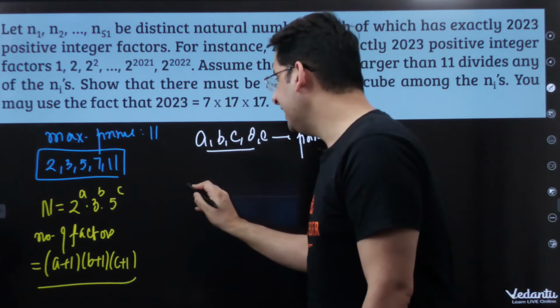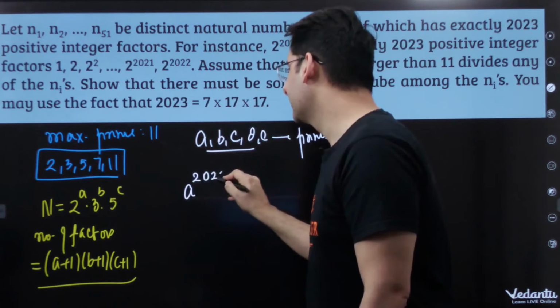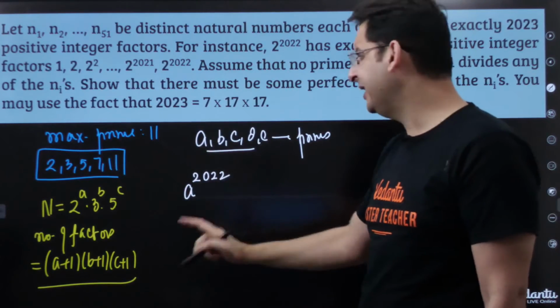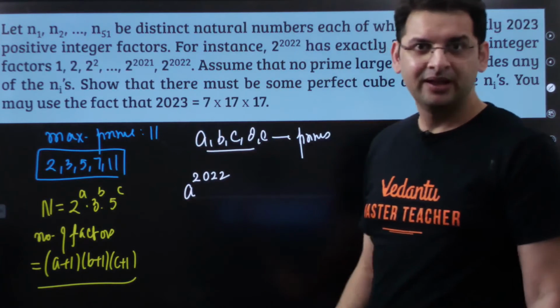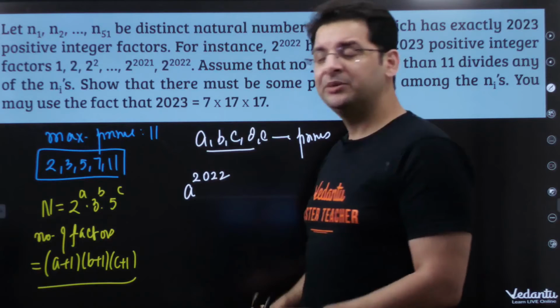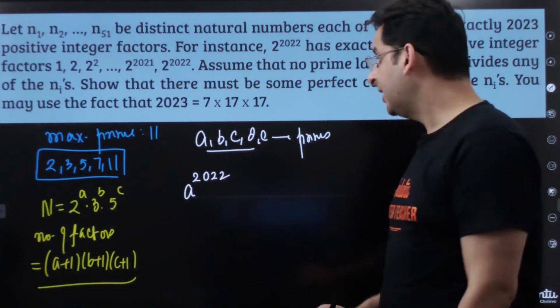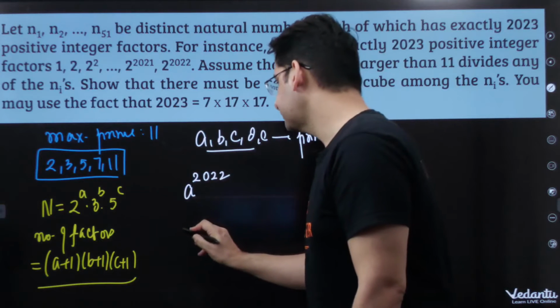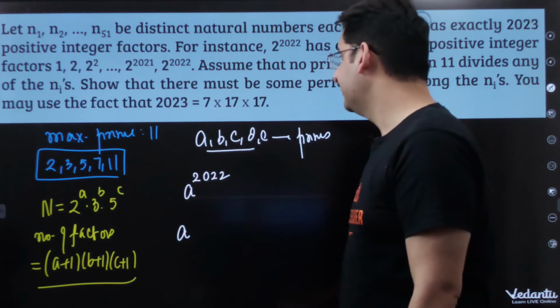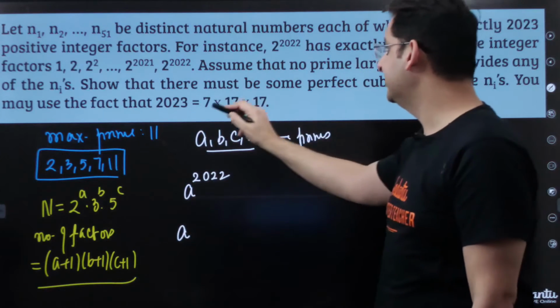So one is A to the power 2022, just this, where A can be any of these primes. A is any of these primes. A to the power 2022 is going to have 2023 factors. That is number one. The other way is going to be what?